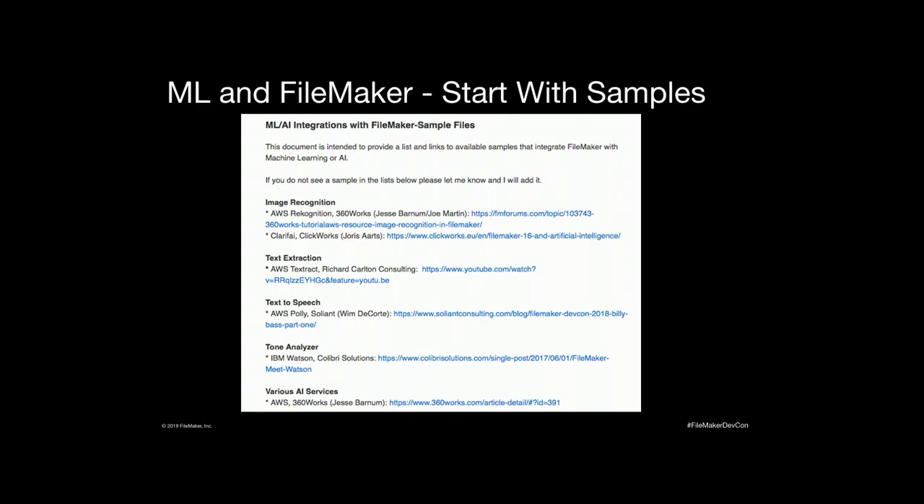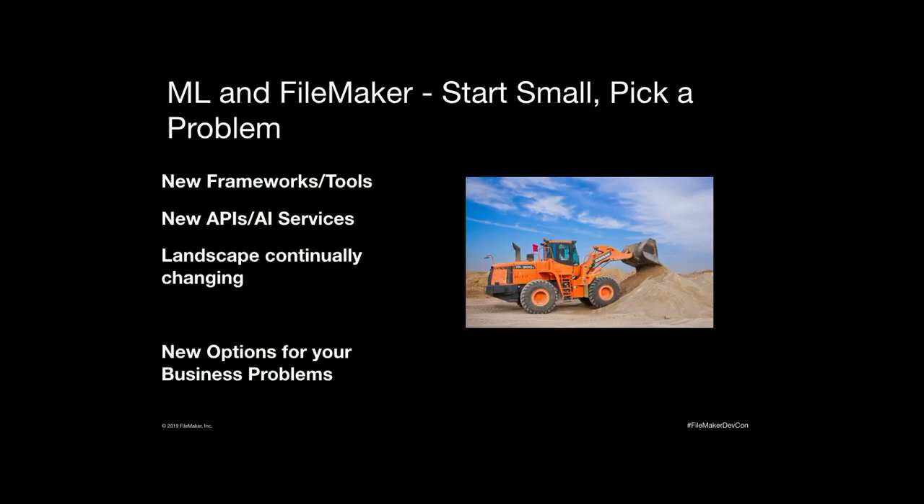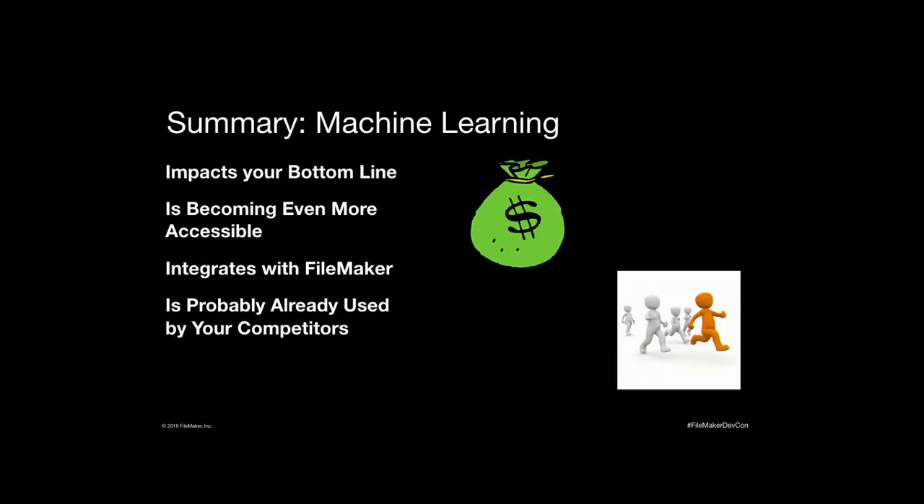Likewise, the number of frameworks and tools and AI services is constantly growing. Every day it's continually changing. If you tried to put together a list tomorrow, it would be wrong. It's a disruptive technology. The landscape is continually changing, but that also means there are new options for your business problem. So in summary, it impacts your bottom line. It's becoming more accessible. It integrates with FileMaker, and it's probably being used by you or your clients' competitors.